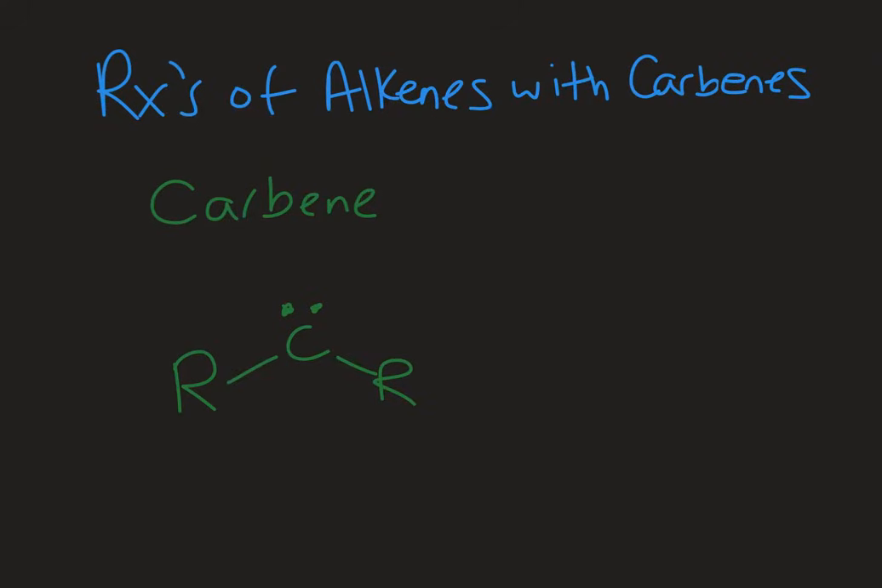In this video, we're going to take a look at the reactions of alkenes with carbenes. So let's start with what a carbene intermediate is. This is a carbene. It has two bonds and one lone pair of electrons. So it's neutral, but it's very reactive because it doesn't have a full valence, and it can add to a double bond to create a cyclopropane ring. So we'll go to the next slide to look at some specific reactions.